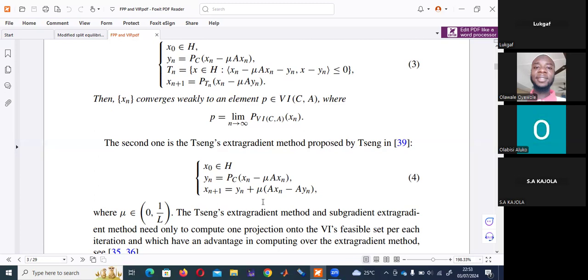Okay, so they said the Seng extragradient method and the subgradient method need only compute one projection onto the VI's feasible set per iteration. So you see, it's just one projection onto the feasible set. This is PC, just one PC here, just one PC here. Here, PTN is a projection onto the half space, and there's a formula for it. So this one is easy. Instead of writing it this way, we can just use the formula. A projection onto this has a formula.